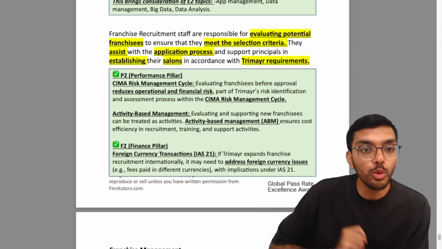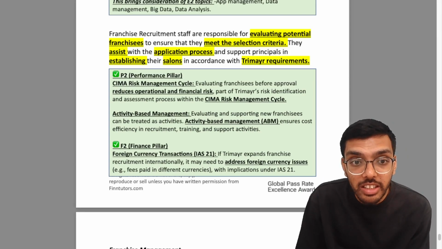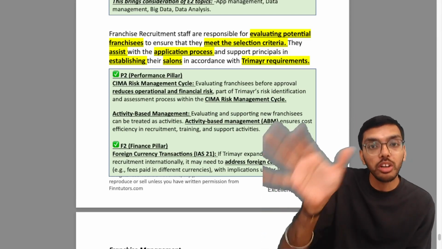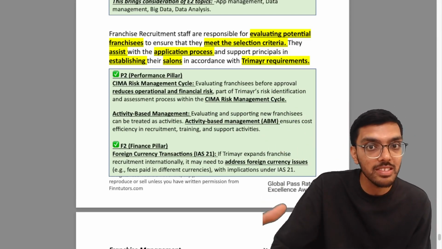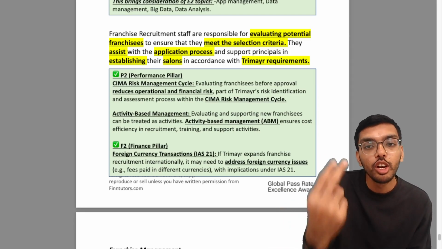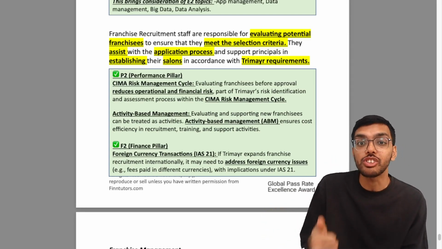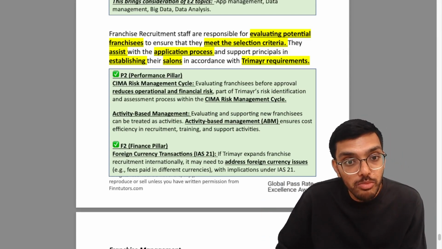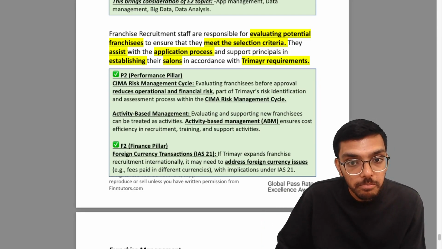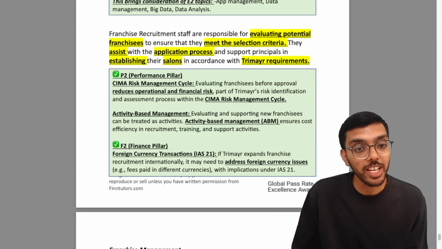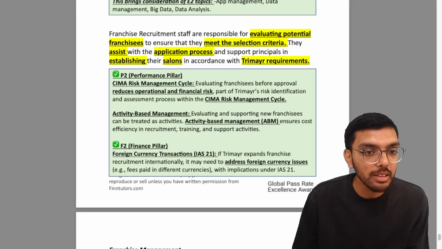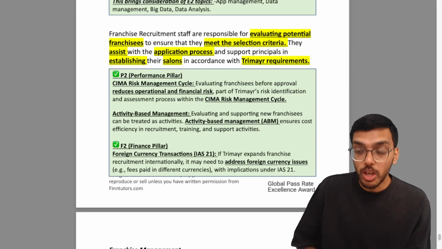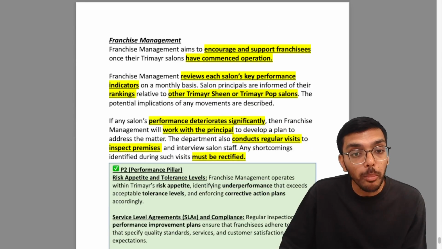Evaluating and supporting new franchisees can be treated as activities. So your activity-based costing for this particular department makes sense because there are different activities. Two of them are evaluating franchisees and supporting franchisees, which could lead you to activity-based management, better management as well. Also, if Trimayr expands the franchise recruitment internationally, foreign currency comes in, so IS-21 again coming into the picture. So I'm throughout the way giving you new topics to list out.